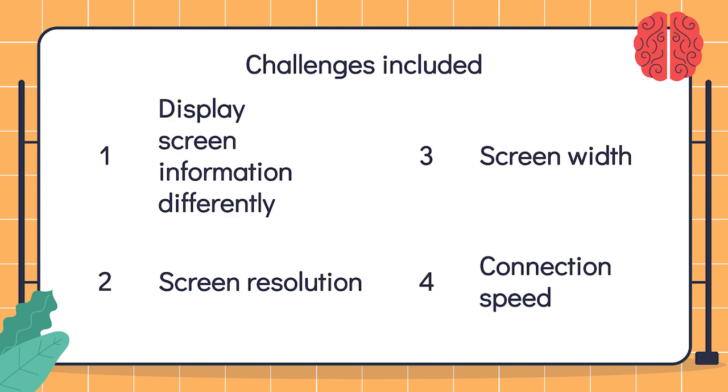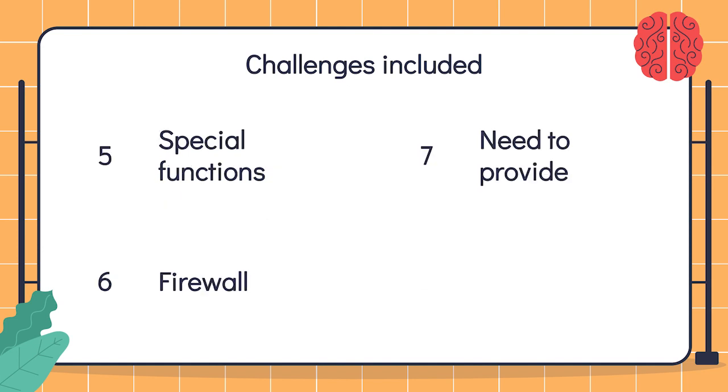Those challenges included: 1. Different browsers can display screen information differently. 2. Screen resolution can cause problematic scrolling. 3. Screen width, horizontal scrolling can be problematic for participants. 4. Connection speed, heavy screens may download especially slowly. 5. Special functions and gadgets such as Flash may not work. 6. Corporate firewall. 7. Need to provide respondent support, FAQs, email, etc.